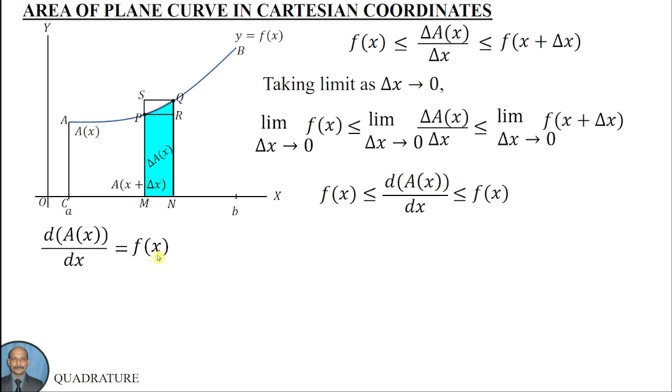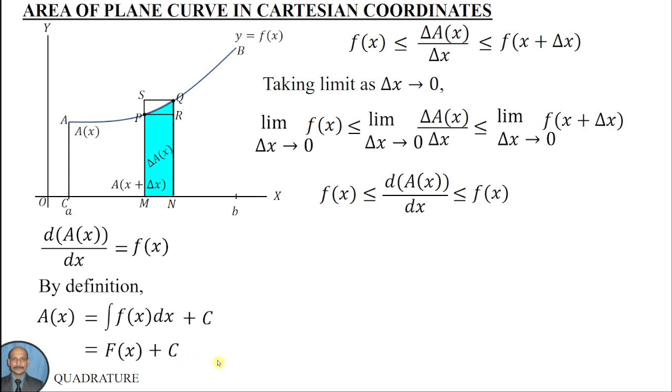Since the derivative is equal to f(x), by definition A(x) is the antiderivative of f(x). So we can write A(x) is the antiderivative of f(x), the indefinite integral of f(x), that is, the antiderivative of f(x) plus C. Let the integral of f(x) be capital F(x). Capital F(x) is the antiderivative of small f(x). So A(x) is equal to F(x) plus C. Let this be relation 1.